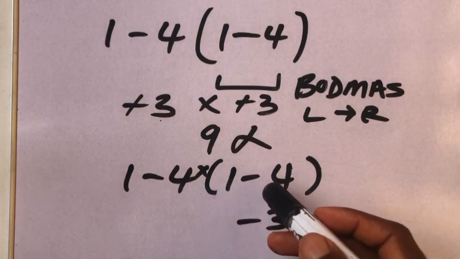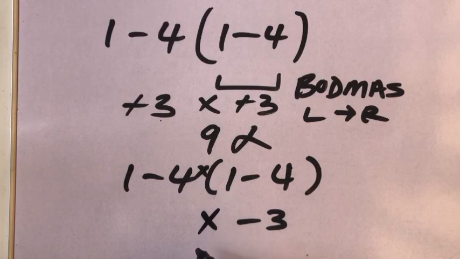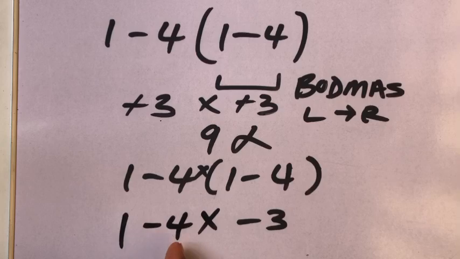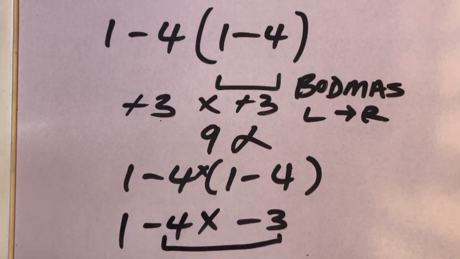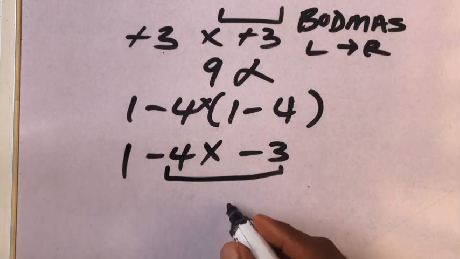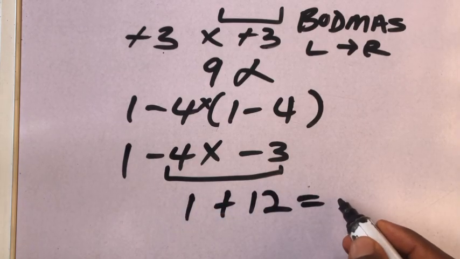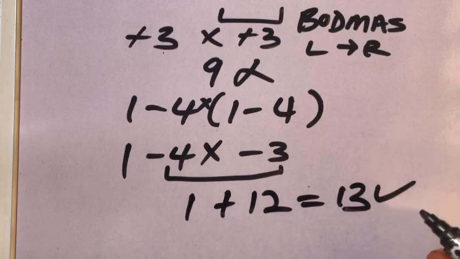Now, 1 minus 4. So this, we have solved the bracket. So we put our times here. Then this 4. So we now have 1 minus 4 times minus 3. So we are going to do this first. We are times it first. So if we multiply minus 4 times minus 3, it will give us plus 12. So 1 plus 12 will give us what? 13. And this is our final answer.